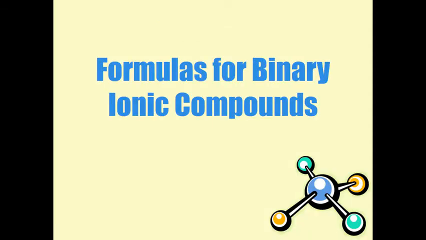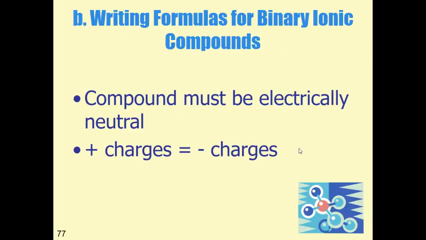So now that we've learned how to write names for binary ionic compounds, let's write formulas for them. Again, things that you must remember when you're writing your formulas, going from the name to the formula, is that your compound must be electrically neutral. In other words, your positive charges must equal your negative charges. We have to keep that in mind.